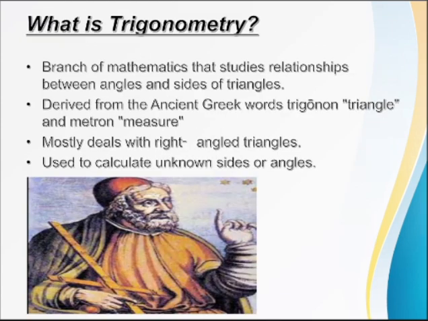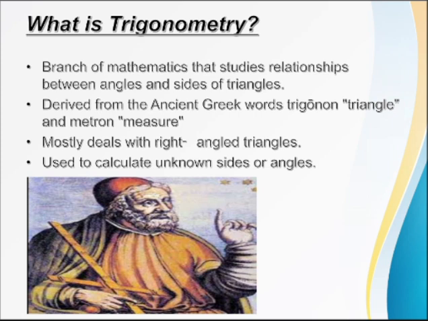What is trigonometry? Trigonometry is a branch of mathematics that studies the relationship between angles and sides of triangles. It is derived from the Greek words trigon, which means triangle, and metron, which means measure. It mostly deals with right angled triangles and is used to calculate unknown sides or angles.